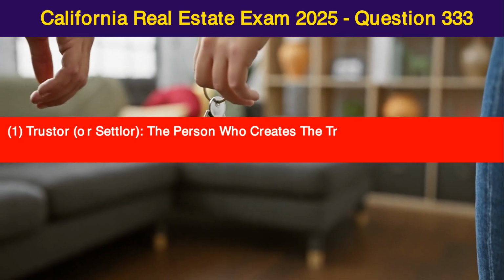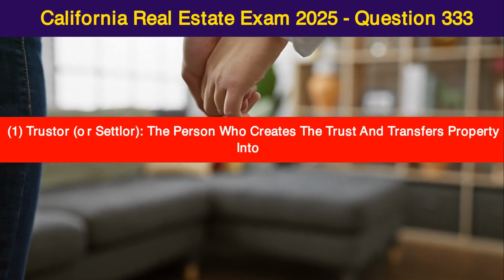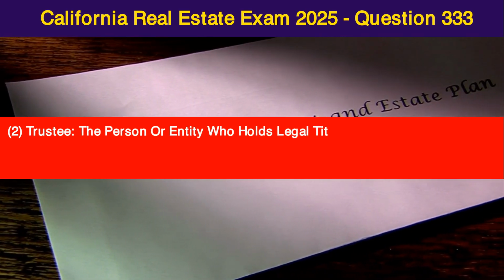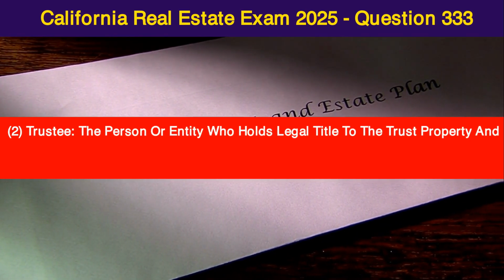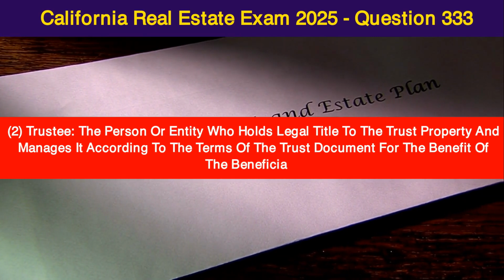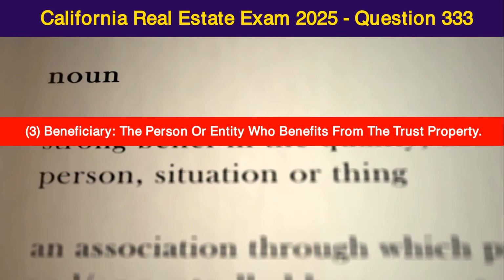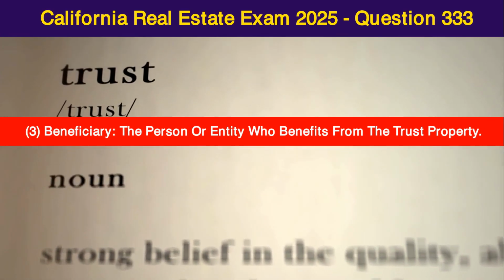1. Trustor, or settlor, the person who creates the trust and transfers property into it. 2. Trustee, the person or entity who holds legal title to the trust property and manages it according to the terms of the trust document for the benefit of the beneficiary. 3. Beneficiary, the person or entity who benefits from the trust property.